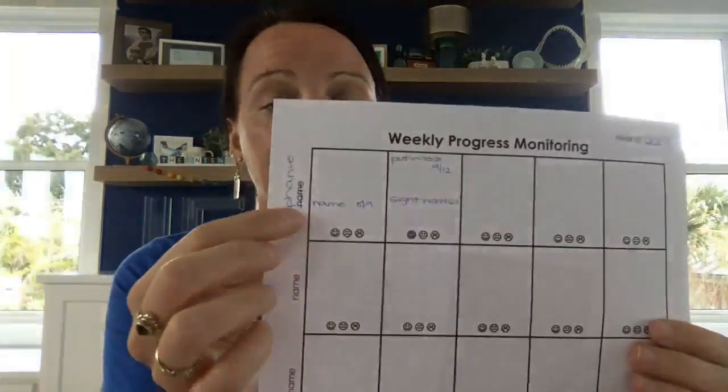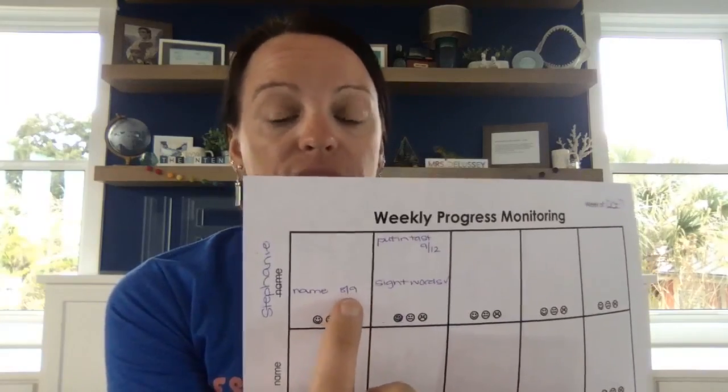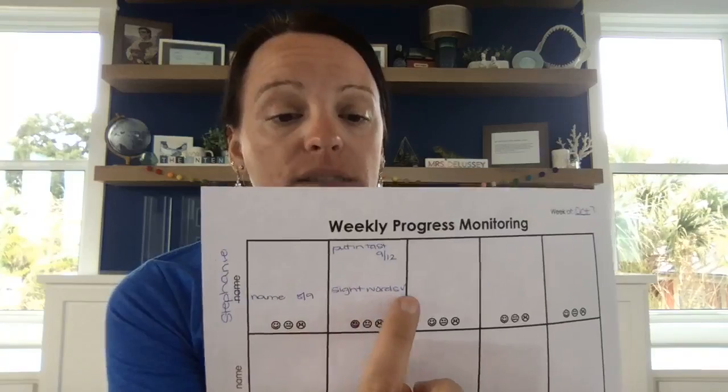When I had more than this many students, I did front and back. Basically what I did was each day, you can see I had Stephanie, and I would write the activity that we did, and then I would write the data that we had. So this day we worked on sight words, check. And maybe I didn't take data, but that's what we worked on.